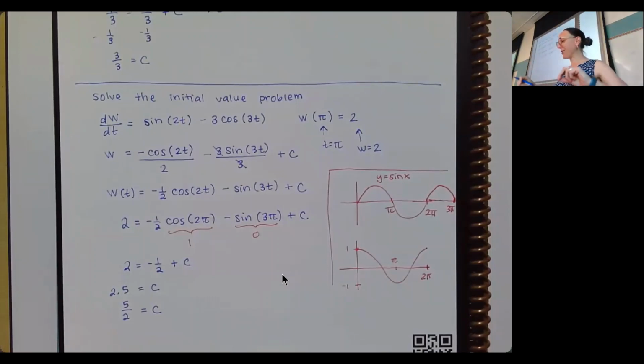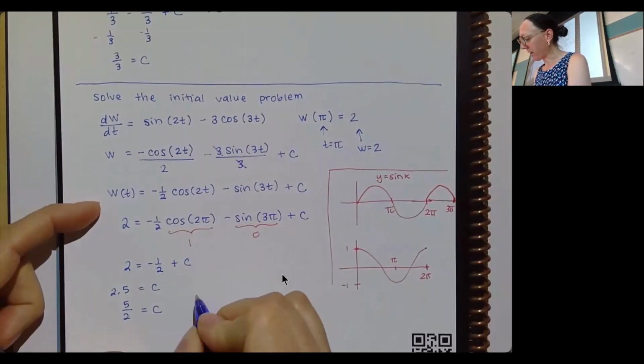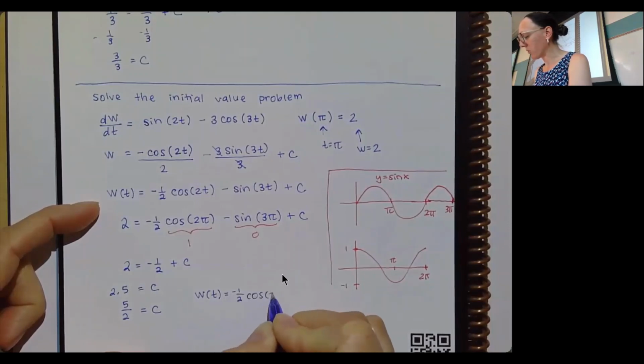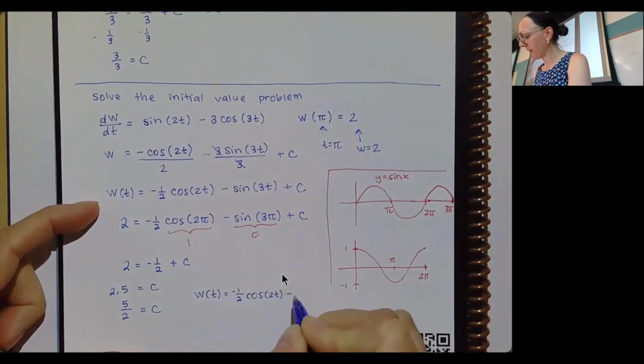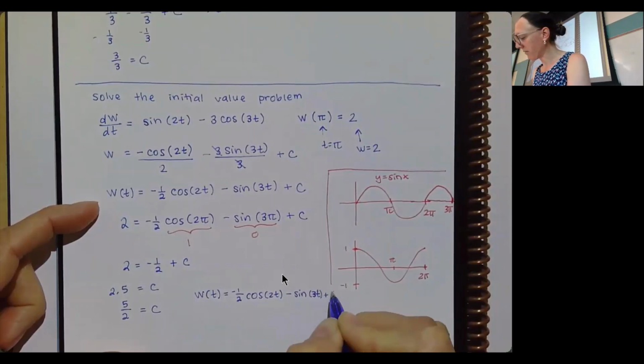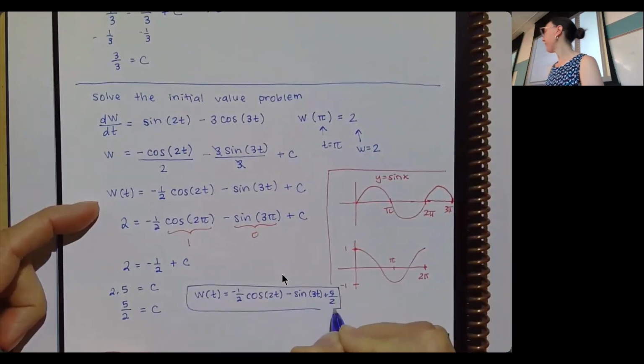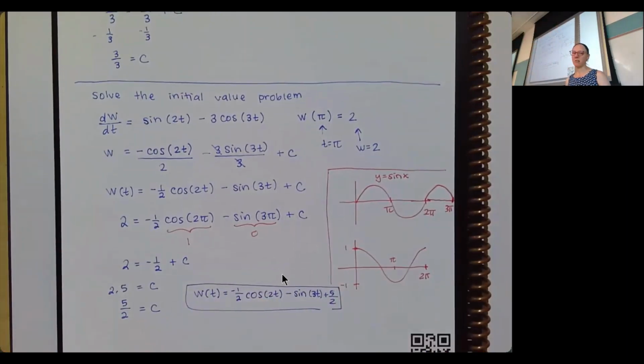So looping back around to make sure that I get to a final answer, I'm going to write that w of t is equal to negative 1/2 cosine 2t minus sine of 3t plus 5/2. And that whole thing is my final answer.